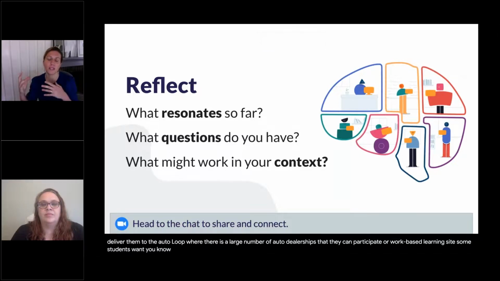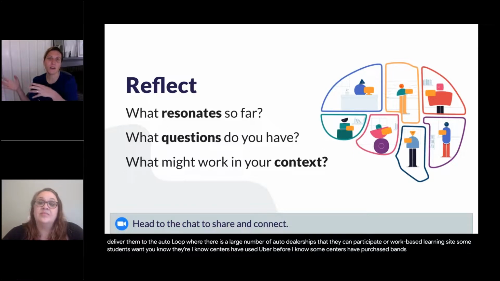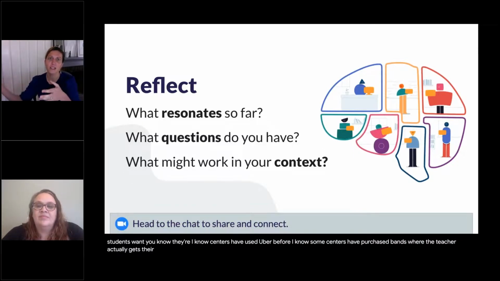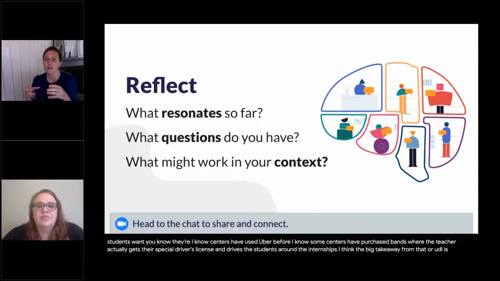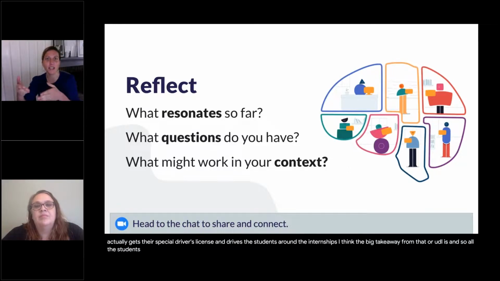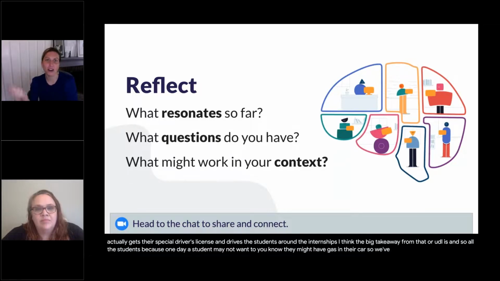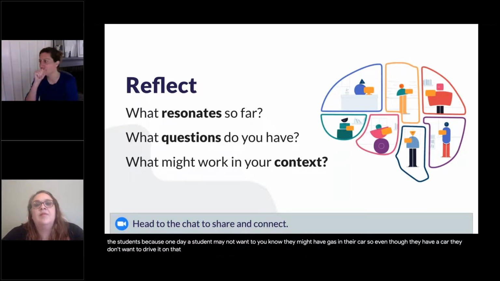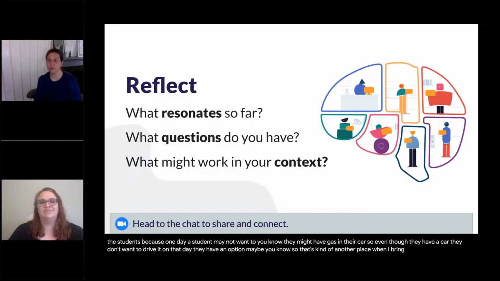I know centers have used Uber before. I know some centers have purchased vans where the teacher actually gets a special driver's license and drives the students around to the internships. I think the big takeaway from that for UDL is to offer all the options to all the students, because one day a student may not have gas in their car. So even though they have a car, they don't want to drive it on that day, they have an option. So that's kind of another place my brain goes with CTE.